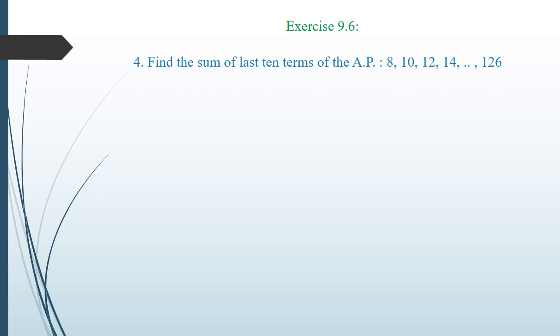Next is question number 4, which says: find the sum of the last 10 terms of the AP 8, 10, 12, 14, 16 and so on up to 126. He has asked us to calculate the sum of the last 10 terms, which we do not know what those 10 terms are. Without knowing those terms also we can find the sum. Let us see how we can do that. Very simple. We are going to first note down all the given data. For me here a is given, that is 8, the first term, and we need to find the sum up to n terms, that is, the last 10 terms.